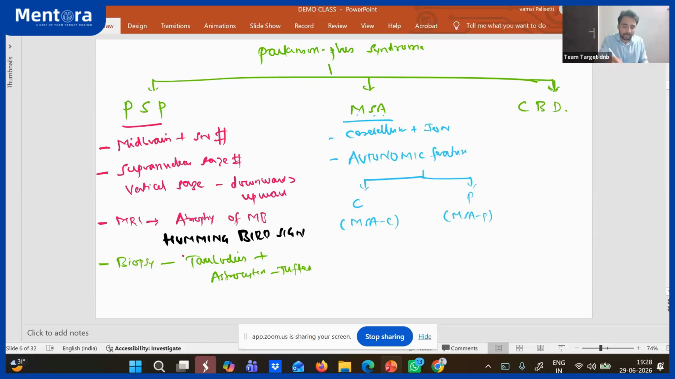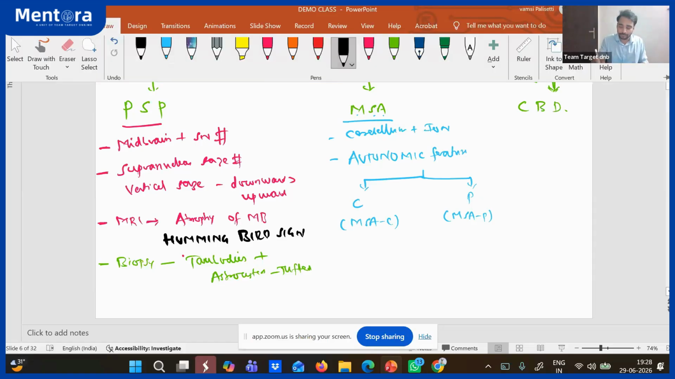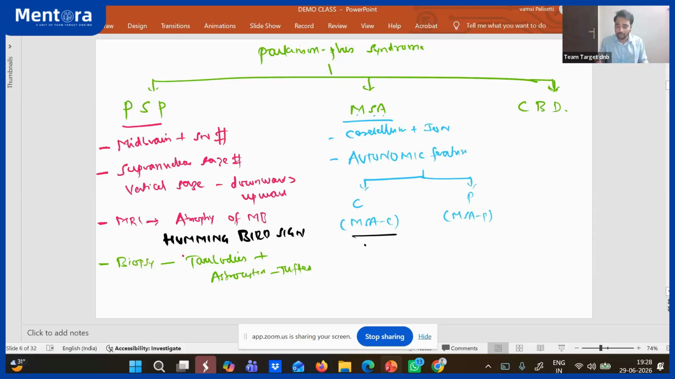Right? When you do the MRI brain, what is going to happen here? If the cerebellum is involved, we have the hot cross bun sign. I will show you these things. Hot cross bun sign. Okay. In MSA-P, where the putamen is lost, we will have the putaminal ring sign. All these things they asked in previous exams.